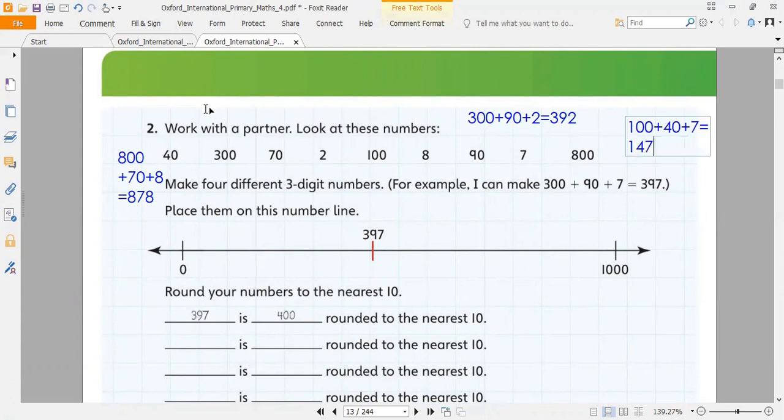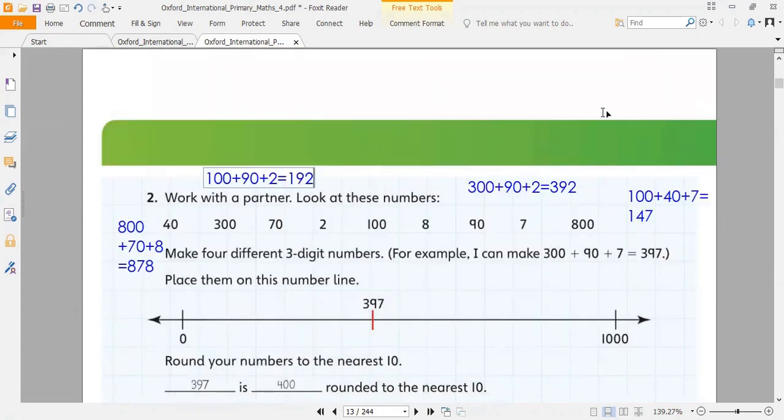And the last number, that is the fourth number, is 100 plus 90 plus 2 is equal to 192. These are the numbers. First is 878, second is 192, 392, and 147.